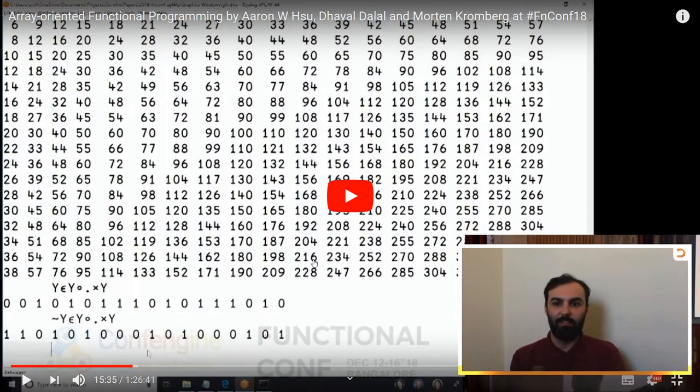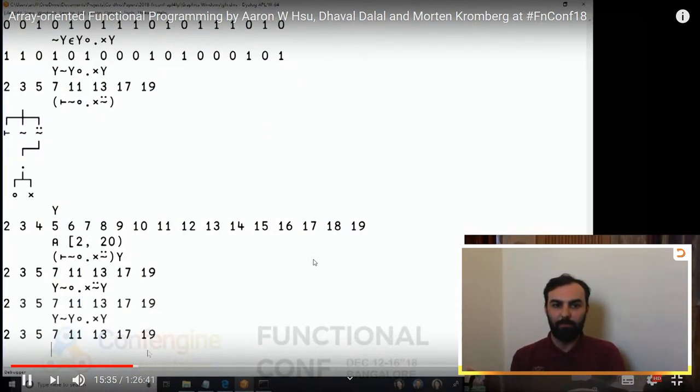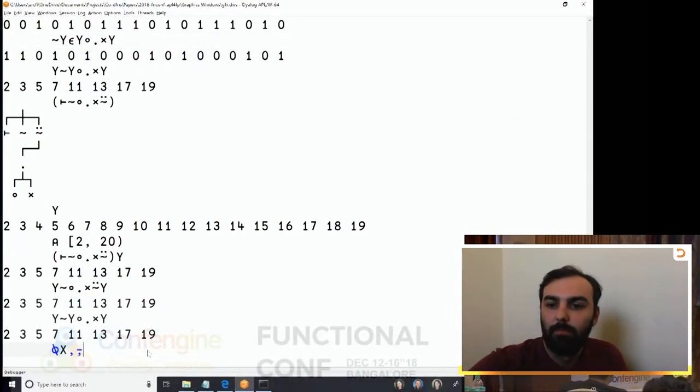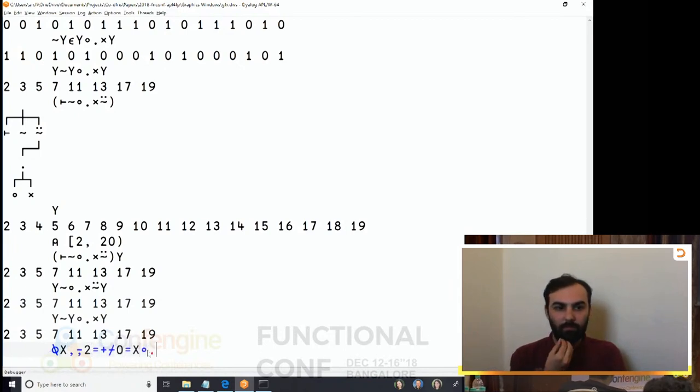Just say some APL. It's just very short. As a layout, 2x. Oh, the 2x. Yeah. So that's the transpose of x, concatenate of the table with 2 equal plus first axis reduction to 0 equals x outer product residue of x.